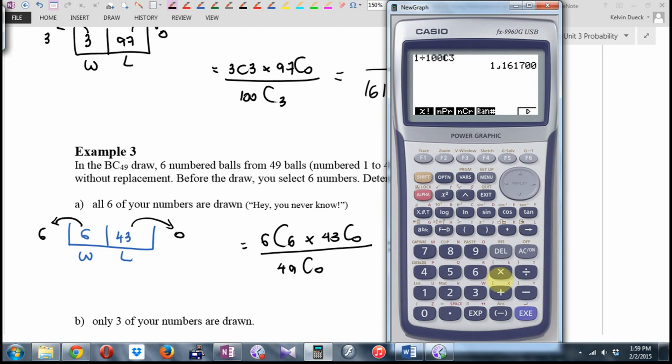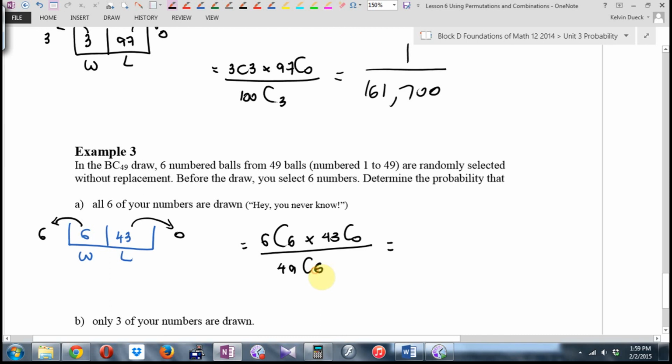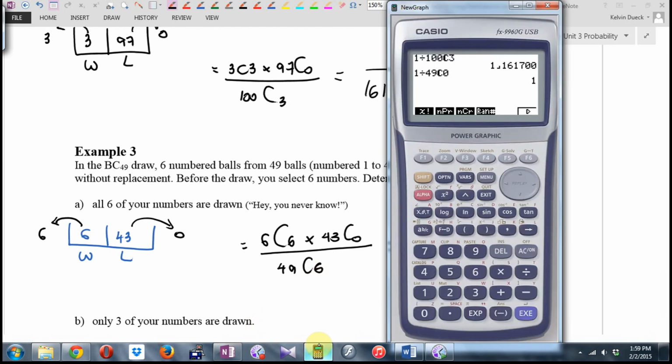By the way, I think the top works out to 1 again, doesn't it? It's 6 choose 6 over 43 choose 0. It's 1 times 1, so it's 1 over 49 choose 6, Mr. Dueck. That makes way more sense to me. That seemed like a really easy, hey, if those are the odds, put your money in now. That's a guaranteed investment.